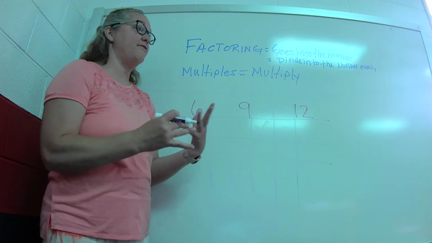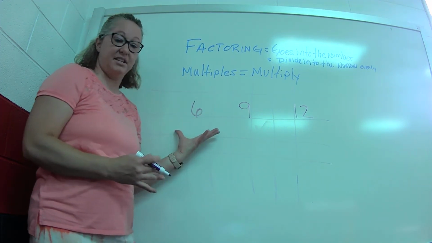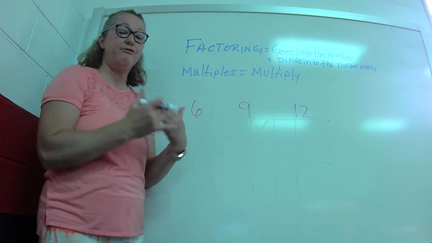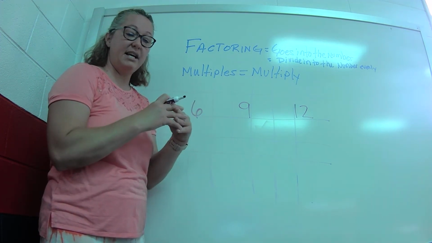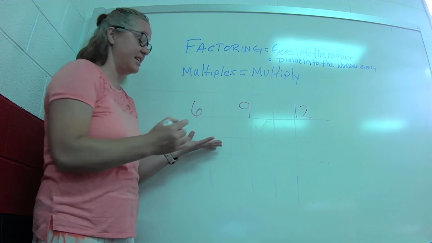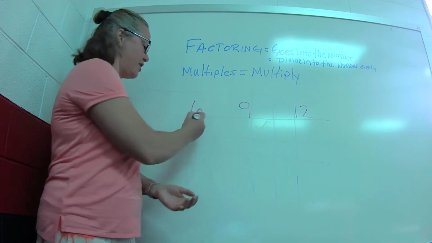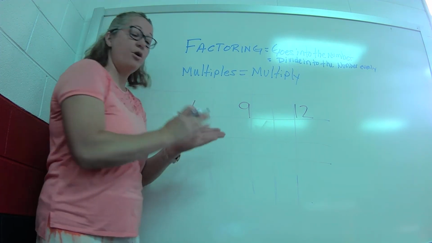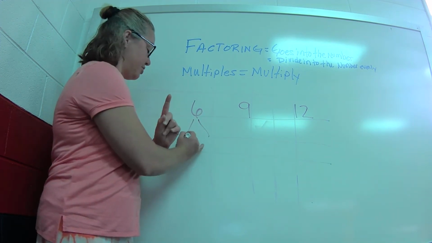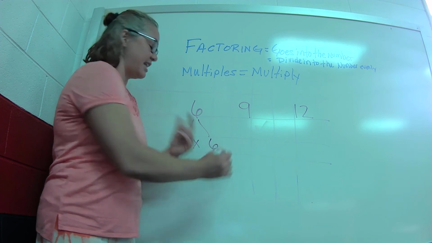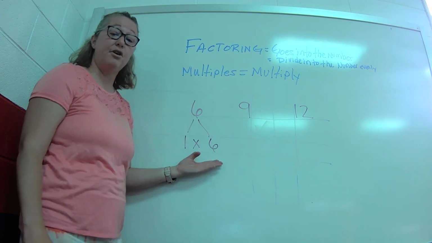So I wrote some numbers up here. I wrote a 6 up here. All right, we start with the factor pairs. These are a group of numbers that when multiplied together, the product equals 6, or the number that's given. All right, so we started with 6. We will always start with 1 times the number. So 1 times 6, that is our first factor pair.